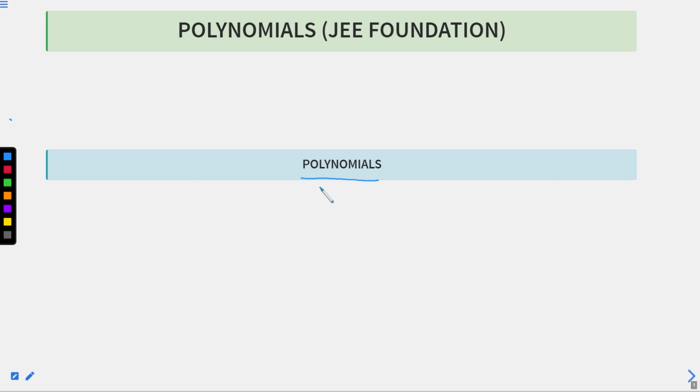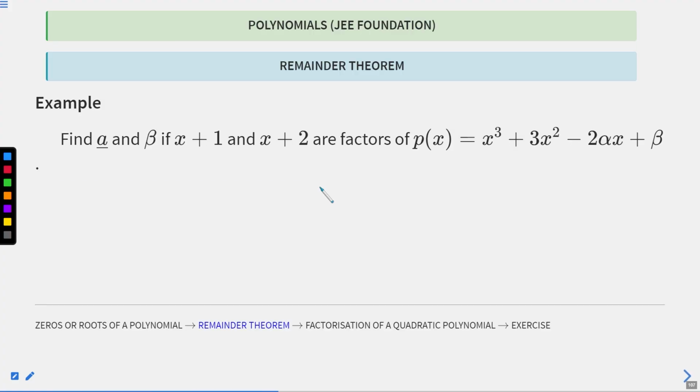Today's class consists of applications based on the factor theorem and the remainder theorem. So let's jump into our first example, which is: find alpha and beta if x plus 1 and x plus 2 are factors of p of x equals x cube plus 3x square minus 2 alpha x plus beta. So this will not be a, it will be alpha.